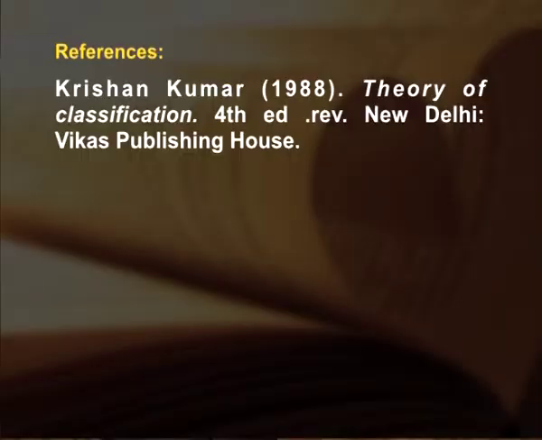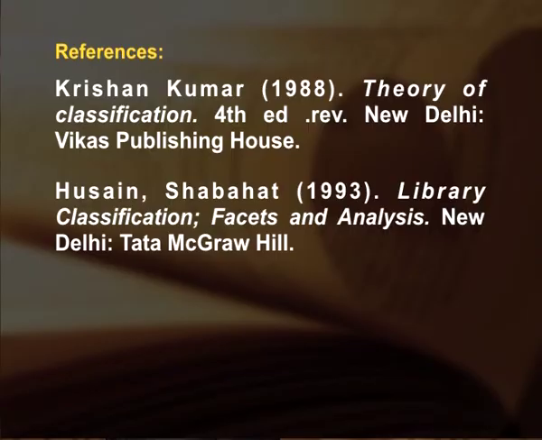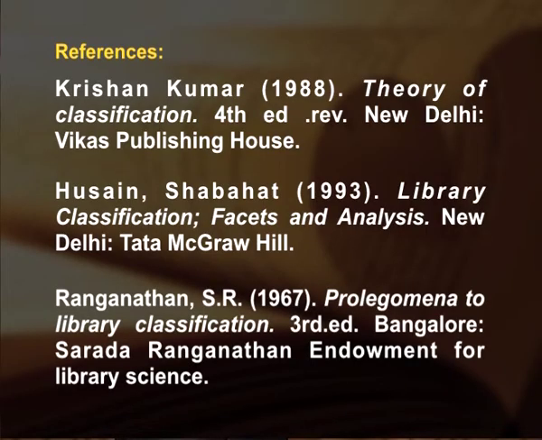Now, I will provide you with a list of few books for further reading. Theory of Classification, 4th edition revised, Krishnan Kumar, published by Vikas Publishing House, New Delhi, 1988. Library Classification, Facets and Analysis, written by Husain, Shabahat, published by Tata McGraw Hill, New Delhi, 1993. Prolegomena to Library Classification, 3rd edition, written by Ranganathan S.R., published by Sharda Ranganathan Endowment for Library Science, Bangalore, 1967.